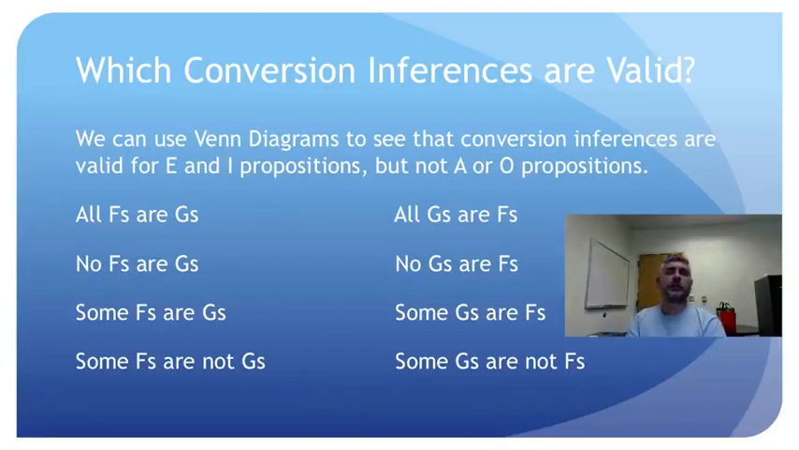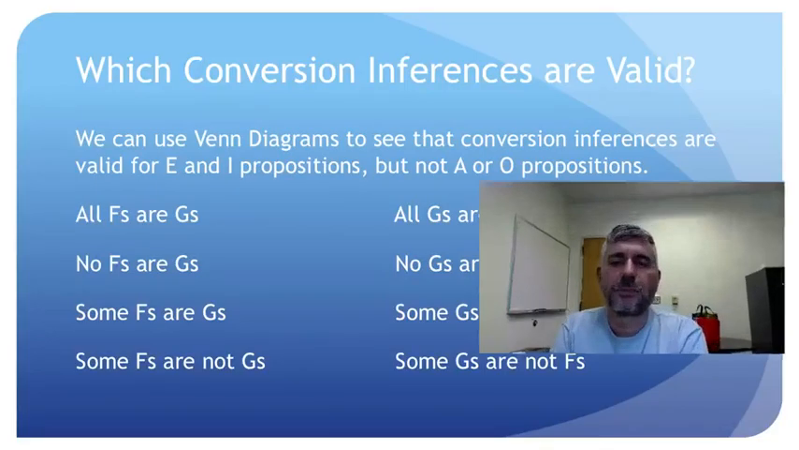And once again, you can see that from the Venn diagram for propositions of the O form. So this shows how Venn diagrams, simple two-circle Venn diagrams, can be used to establish the validity or invalidity of immediate categorical inferences. Okay, next time we'll consider inferences of a more complicated kind.